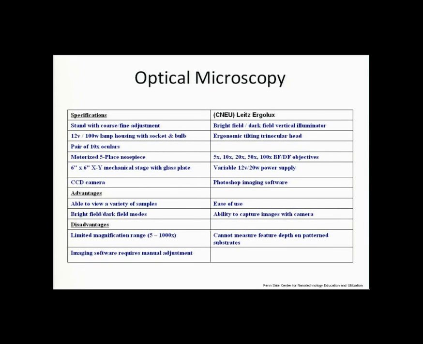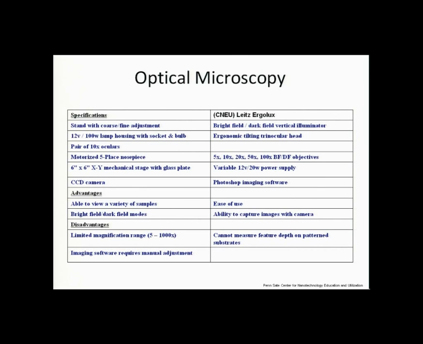So here are some specifications. I'll just pick out maybe some important points. Like we said, a CCD camera. The advantages are that we're able to view a variety of samples, and there are bright field and dark field modes which you can quickly switch between. Some of the disadvantages, like we said, are pretty significantly limited magnification range, especially compared to other characterization tools. And then the imaging software does require manual adjustment.